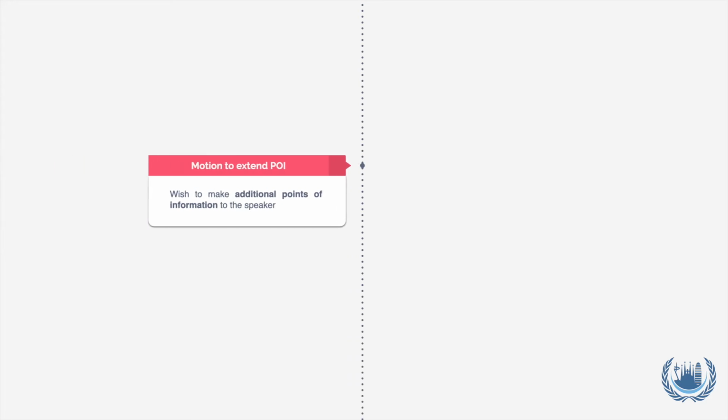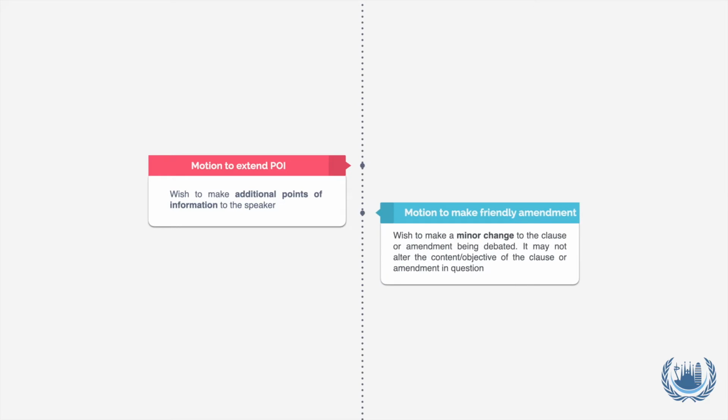Motion to extend points of information. This is called by delegates who wish to make additional points of information to the speaker. The chair can decide whether it is in order or not. Motion to make a friendly amendment. This is used if a delegate wishes to make a minor change to the clause or amendment being debated. It may not alter the content or objective of the clause or amendment in question.